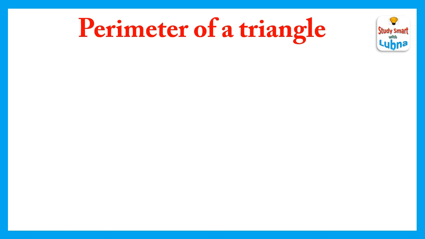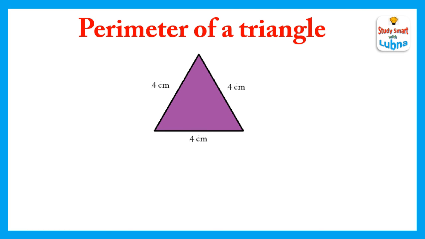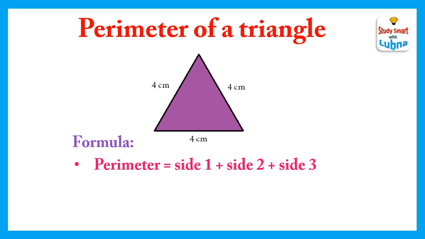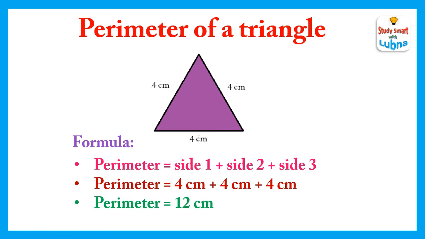So let's solve a few examples. Here we have a triangle in which all the 3 sides are the same, 4 centimeter plus 4 centimeter and plus 4 centimeter. So how will we find its perimeter? As we have discussed earlier, the perimeter of a triangle means we will add the length of all the 3 sides. So we'll simply add the length of 3 sides, 4 centimeter plus 4 centimeter plus 4 centimeter. So the perimeter of a triangle is 12 centimeter.